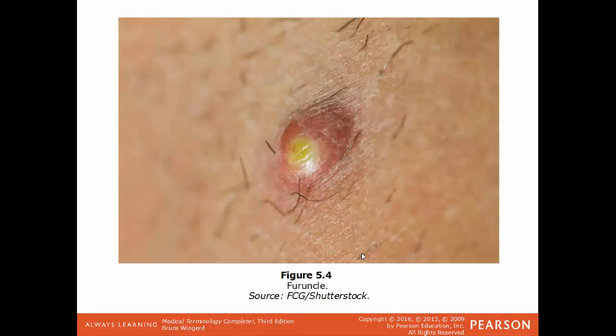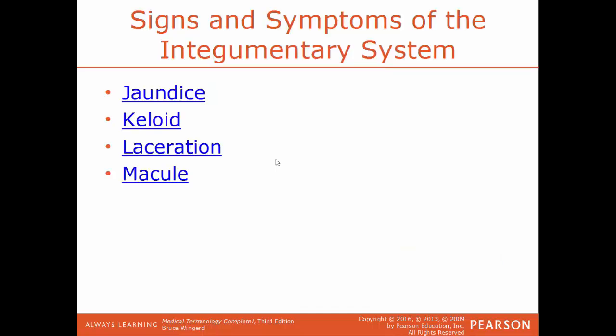Now here's an image of what a furuncle would look like, or another term for a boil. Hardened and dome-shaped area around an affected hair follicle. Jaundice. This is a condition of being yellowish in appearance, usually in the mucous membranes such as in the eyes or in the skin in general. And this is due to a failure of the liver to remove a certain pigment from the body.